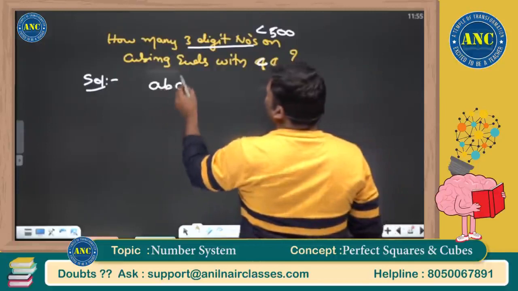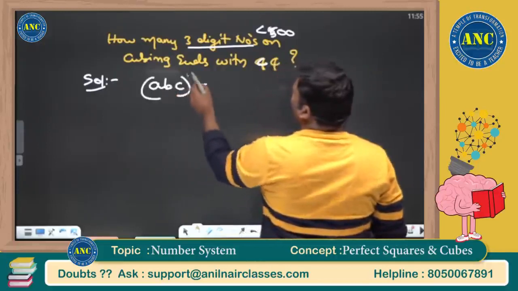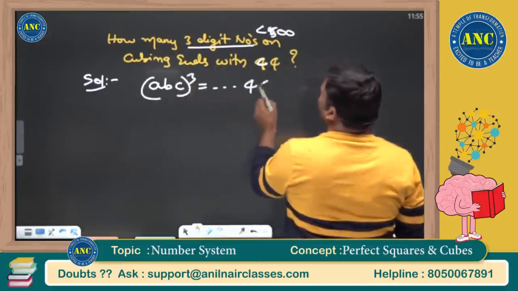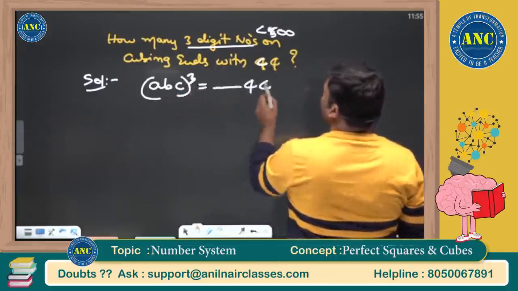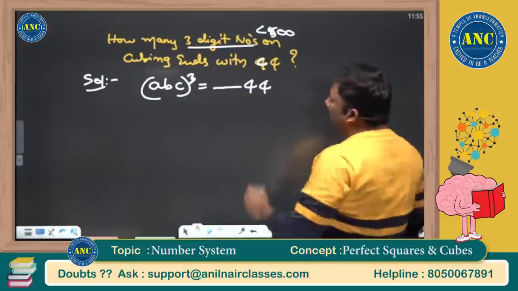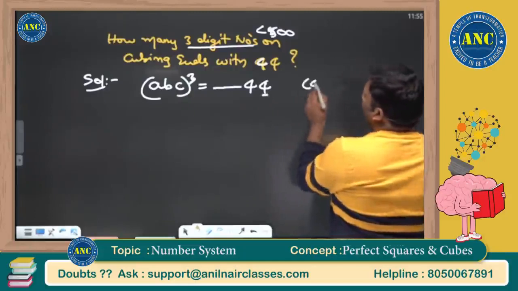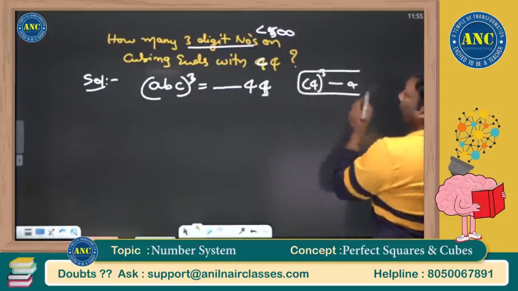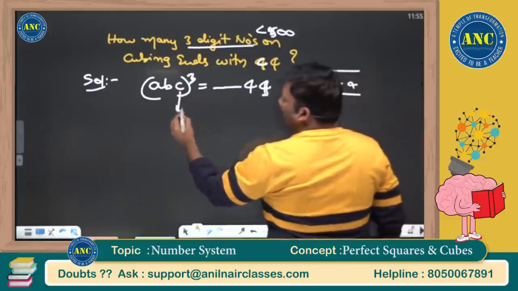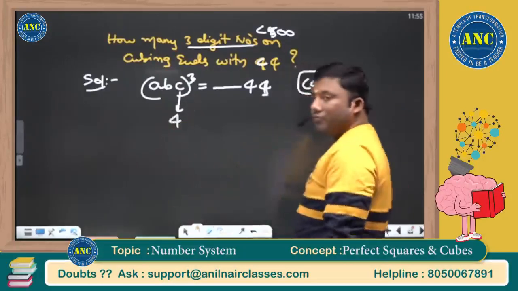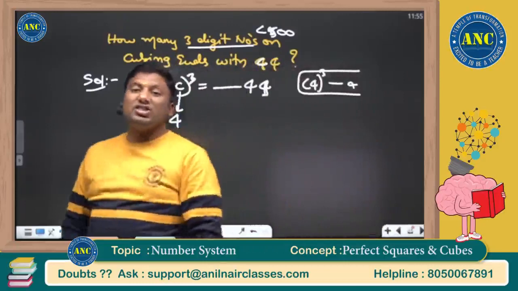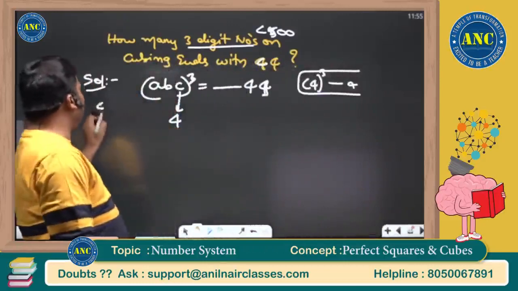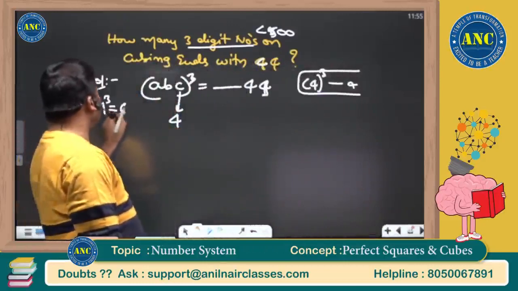It is a three-digit number, ABC whole cube. It is ending with 44. Because this is 4, we know that 4 cube only will give you 4 at the end. So the unit digit in the left hand side is nothing but 4. 4 cube is 64.